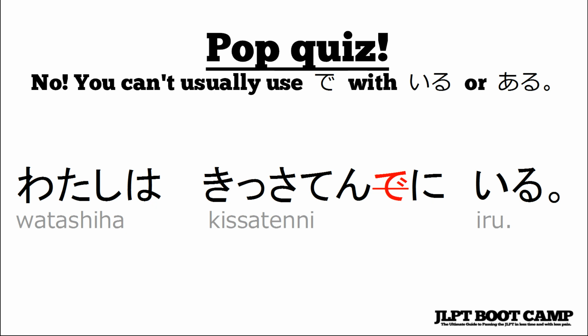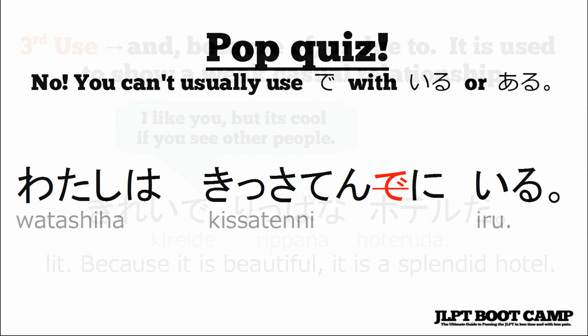This is really important, very easy to mess up. So keep that in mind for the test and just for Japanese in general. You can't use de with iru or aru. Usually, there's some situations where you can use it, but just keep in mind an action has to be taking place in order for you to use de.